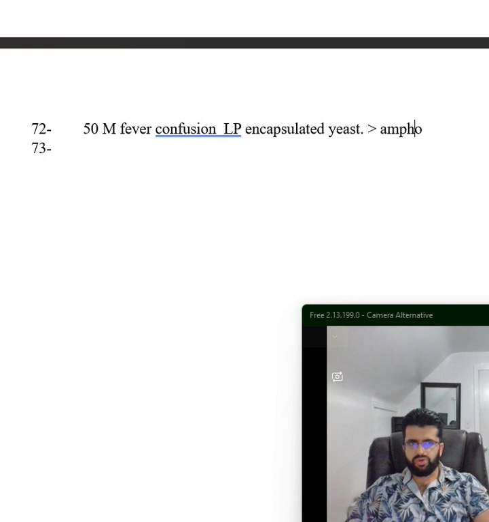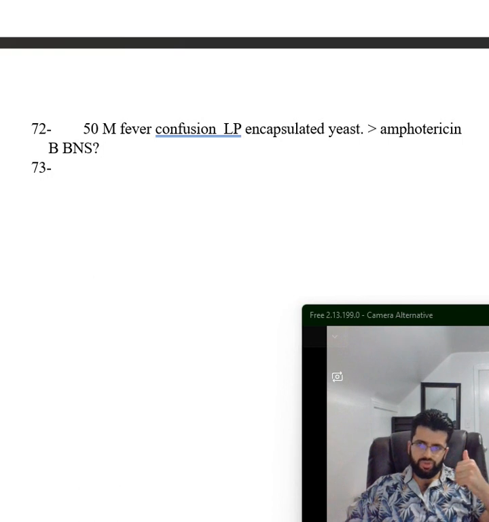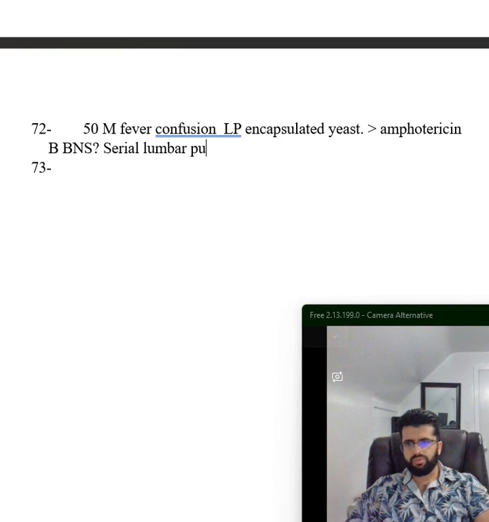So he started amphotericin B. And so the question is, what's the next step? What do you do after that? Okay. This is cryptococcal meningoencephalitis. So you want to do serial lumbar punctures. Why? Because there is very high intracranial pressure.